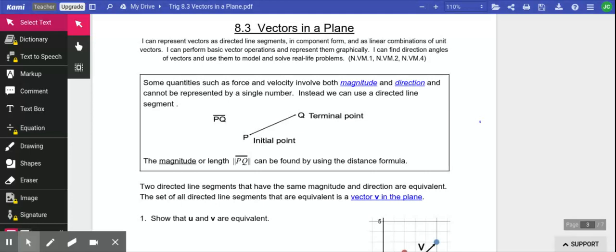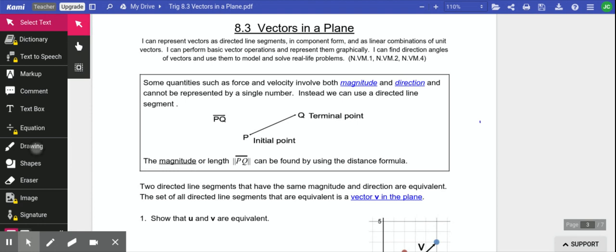Lesson 8.3 is all about vectors. You may have run across vectors in physics class. It's something that we haven't really talked about before in math. But we need vectors because some quantities, like force and velocity, have both a magnitude and direction, and so we can't represent those by a single number. So what we do is we use a directed line segment.